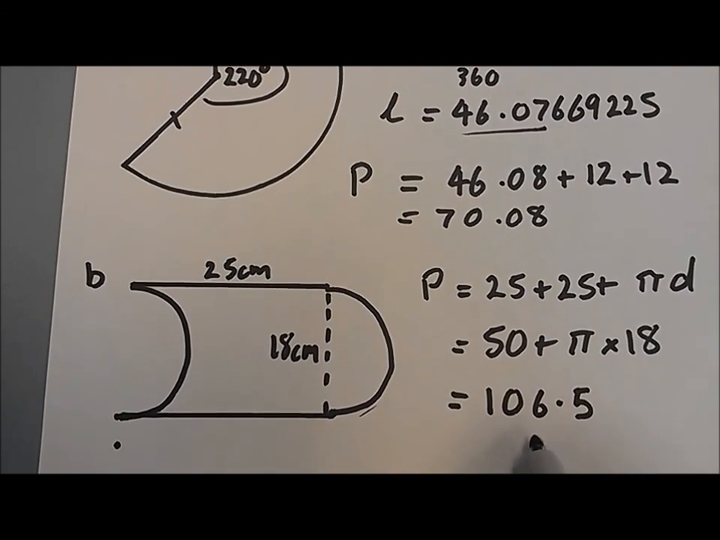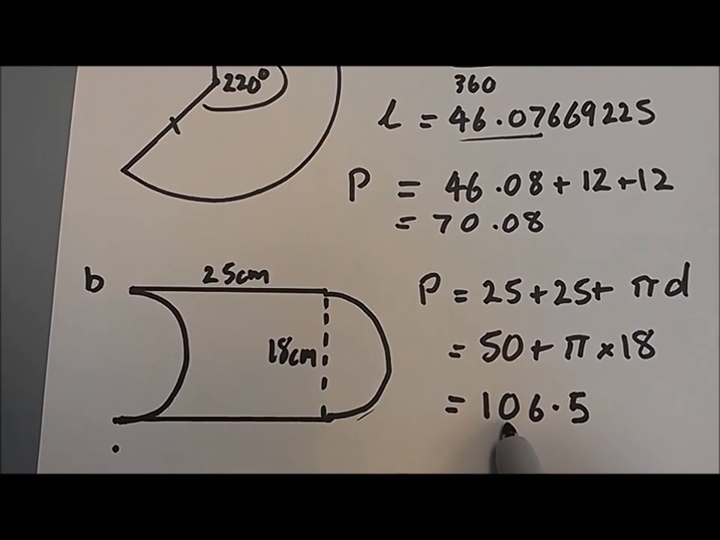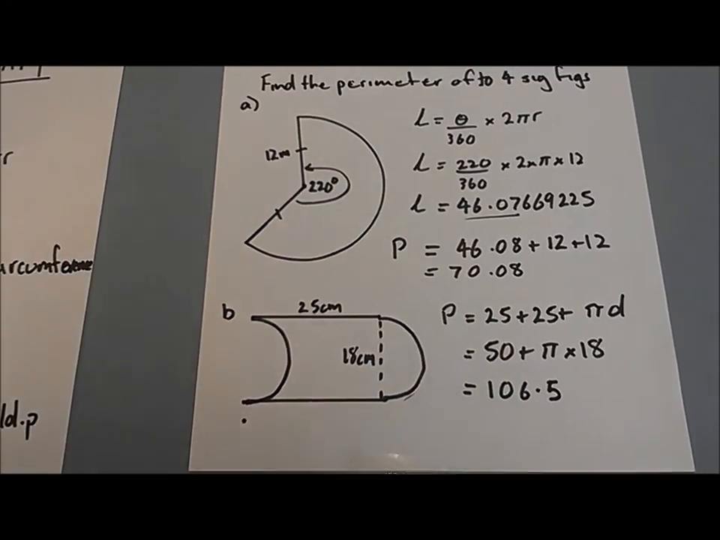1, 2, 3, 4, zeros in the middle of the number count. So there's some work for you on circumference.